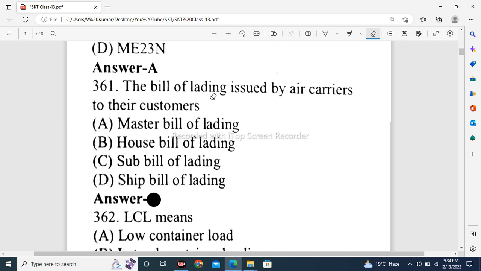The bill of lading issued by air carriers to their customers: A. Master bill of lading, B. House bill of lading, C. Sub bill of lading, D. Ship bill of lading. आंसर है A. Master bill of lading. The bill of lading issued by air carriers to their customers is the master bill of lading.